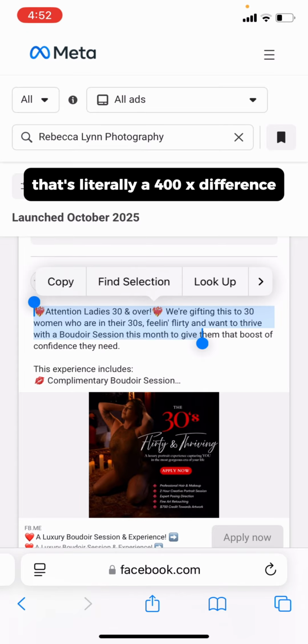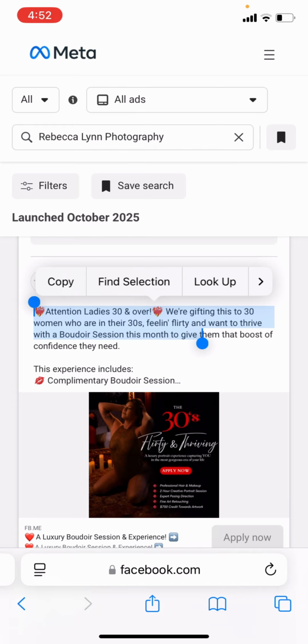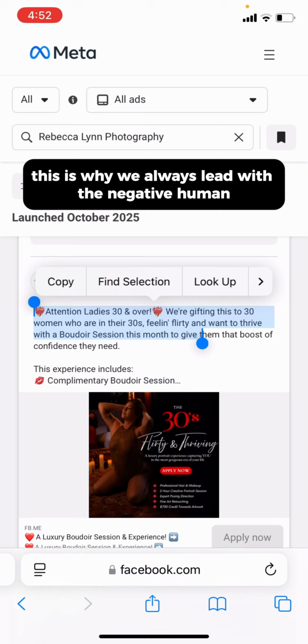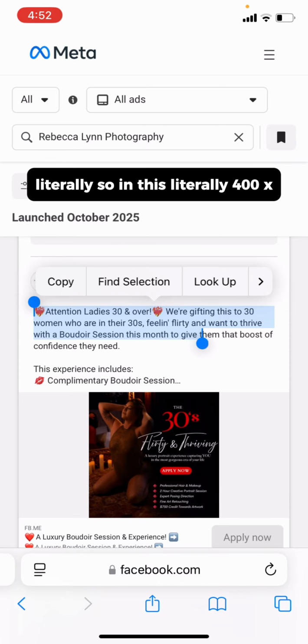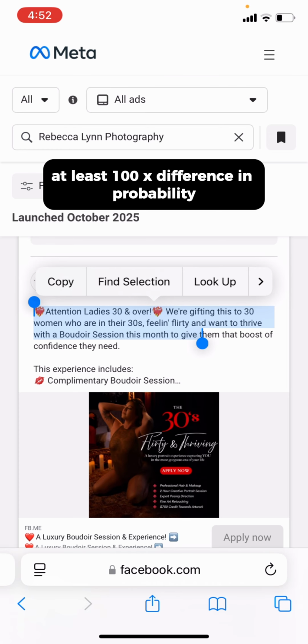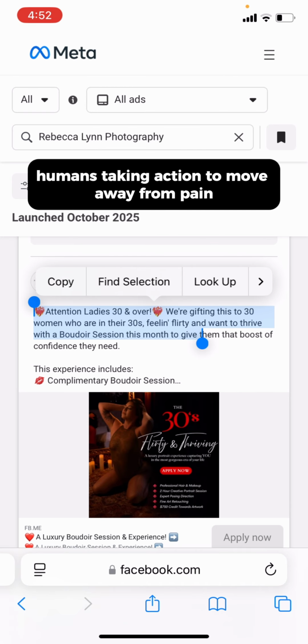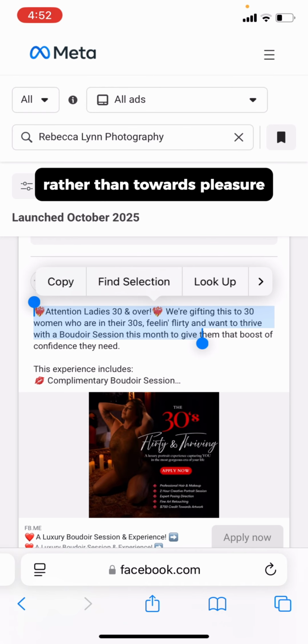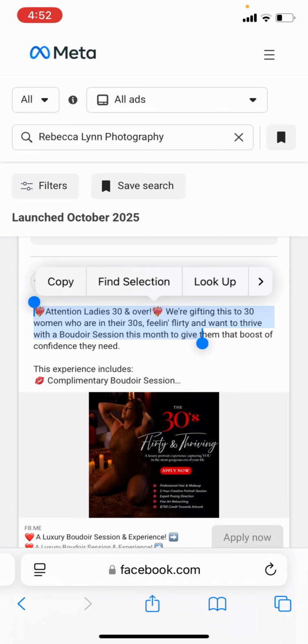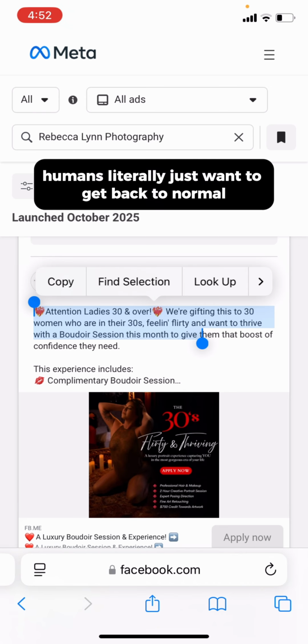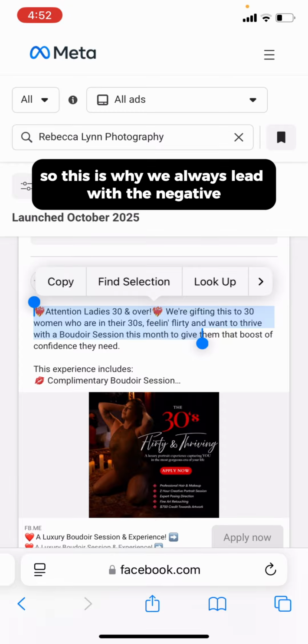That's literally a 400x difference. This is why we always lead with the negative. Humans, literally, in this 400x, I said at least 100x difference in probability, take action to move away from pain rather than towards pleasure. Humans literally just want to get back to normal. That's really all they want. So this is why we always lead with the negative.